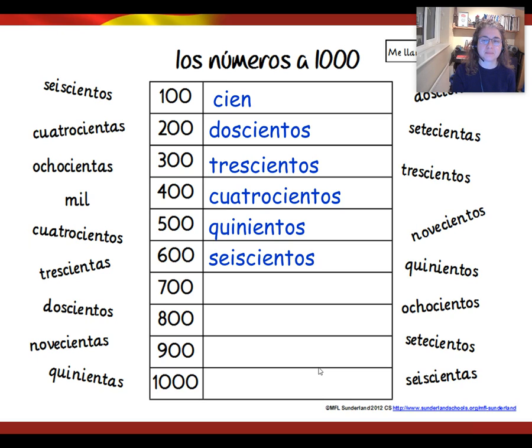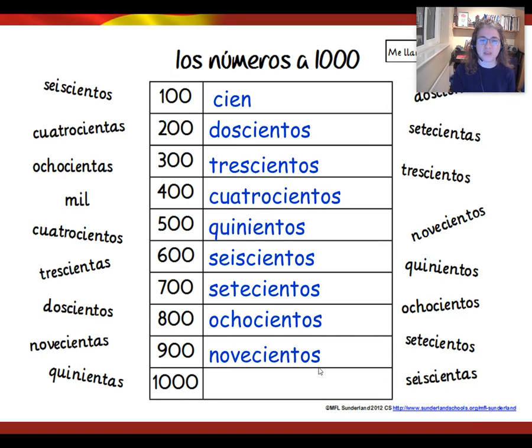600. 600. 700. 700. 800. 800. 900. 900. 1000. 1000.